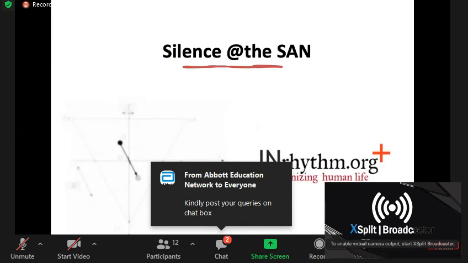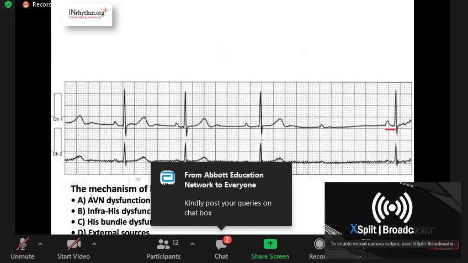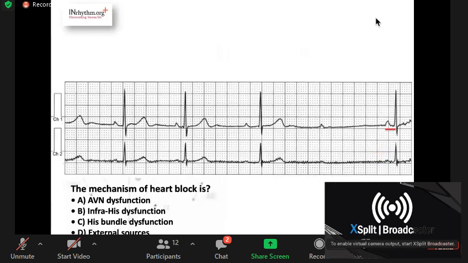We encounter these sinus node abnormalities very commonly, right? But we fail to diagnose this entity because there is no clarity in the ECG when we encounter an ECG with some irregularity in the RR interval. So now look at this ECG. What do you think the mechanism of the block may be?